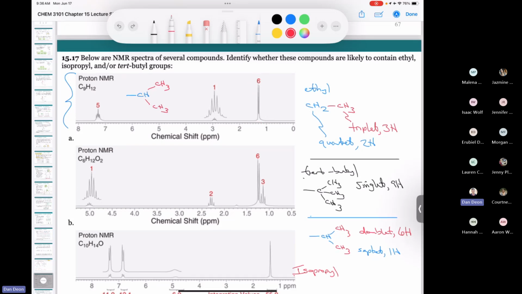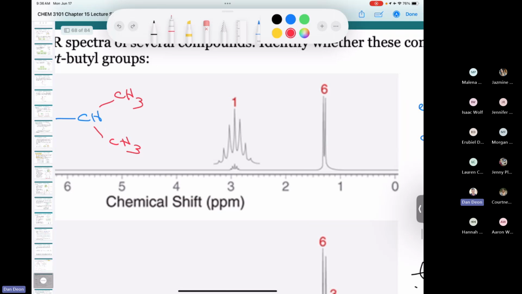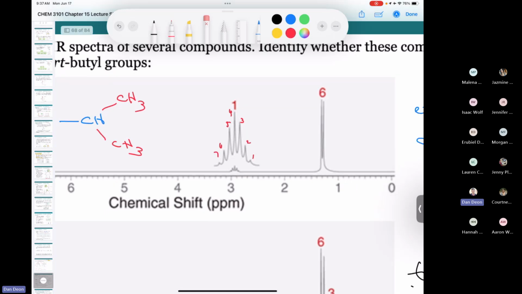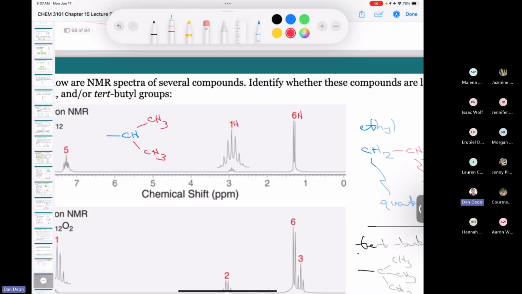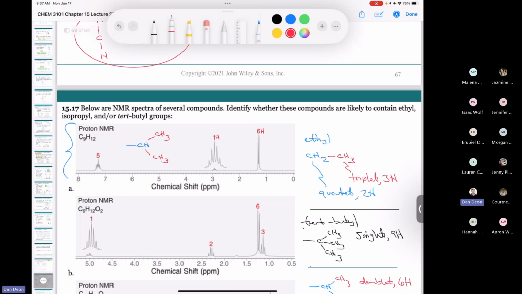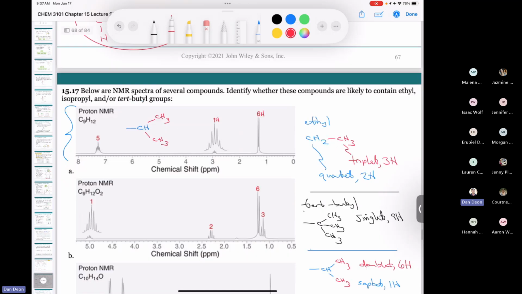And then I have a septet. Now, keep in mind, this is an expansion because you can't really see that. But here you see that you have 1, 2, 3, 4, 5, 6, 7. So that's a septet that integrates for 1. Keep in mind that the number on the top represents the number of protons, 1 proton, 6 protons, not the splitting. There we go. So an isopropyl for that one.